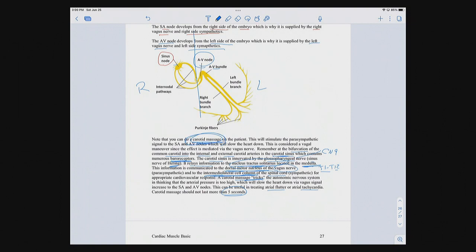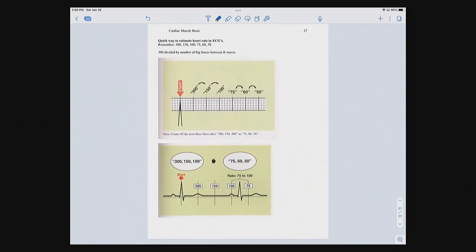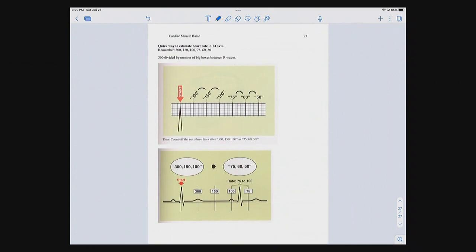And again, it's one of the tricks in the bag that you can use to slow the heart rate down for somebody. My last topic is just more of a practical thing. It has nothing to do with what I just talked about. Basically, what I want to do here is show you a quick and dirty way of estimating the rhythm of a heart when you see an ECG.